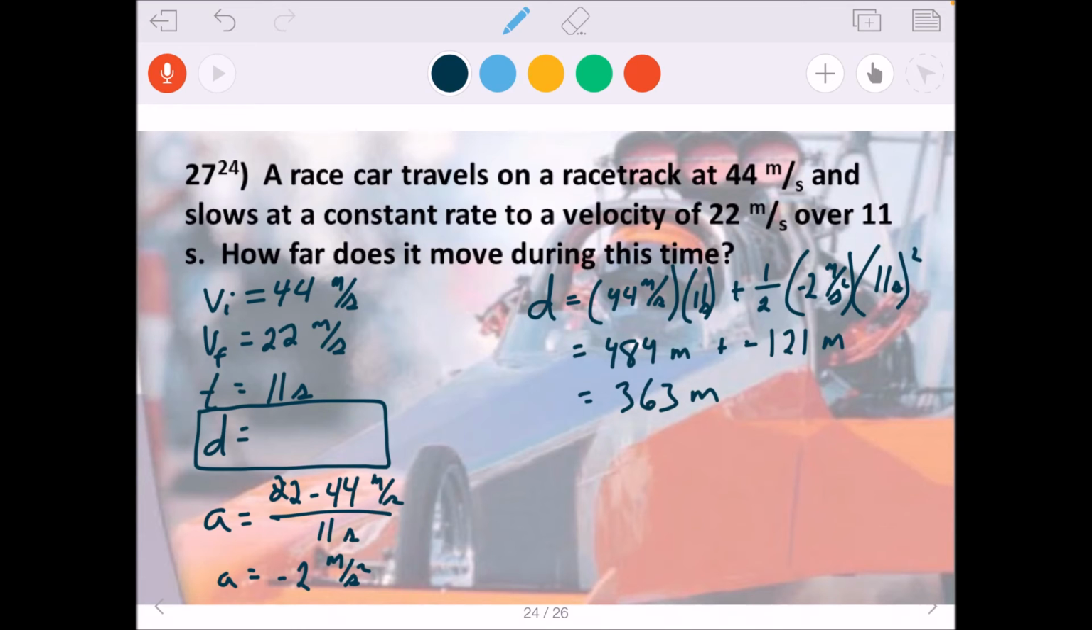Now I want to check my sig figs to make sure I'm still good. I've got 2 here and 2 here, which means I need 2. Over here I've got, would originally be 2 and 2, so I need 2 here. So my final answer should be 360 meters.